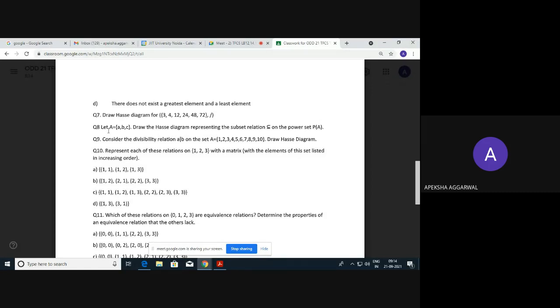So on the lowest level, what would be the element? 1. Correct. After that? 2. Okay. Then on the same level, 3. Okay. So 1 and 2 and 3 on the same level. Then 4.